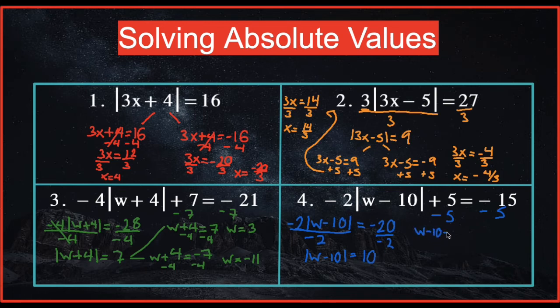W minus 10 equals 10. And w minus 10 equals negative 10. For the first equation, we add 10 on both sides. And we're going to get that w equals 10 plus 10 is 20. Negative 10 and positive 10 cancel. We're going to do the same thing with the second equation. We're going to add 10 on each side. Negative 10 plus 10 is 0. So we'll just have w. So we get that w equals 20 and w equals 0.